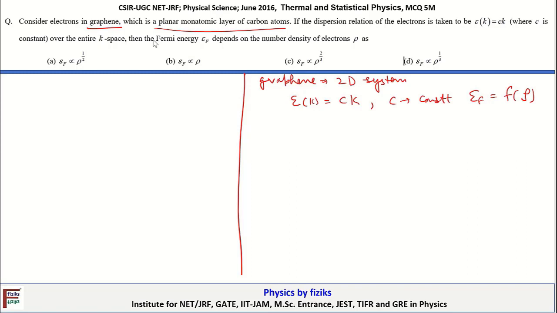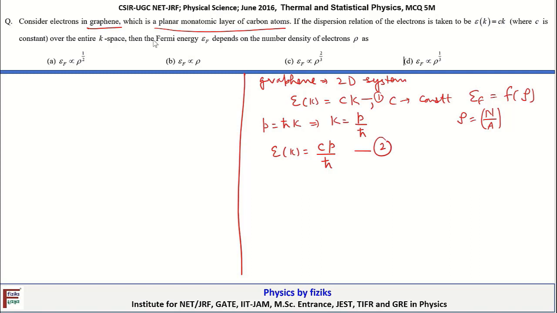Remember that because it's a two-dimensional system, the number density is given by the total number of electrons in the system divided by the area of the system. Let's call this equation number 1. Further, note that the relationship between the momentum and the wave vector is given by P equal to h cut k, which implies that k can be written as P upon h cut. Therefore E(k) in terms of P becomes E equal to CP upon h cut. Let's call this equation 2.